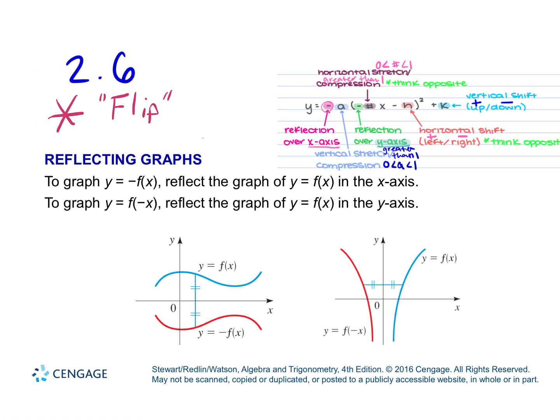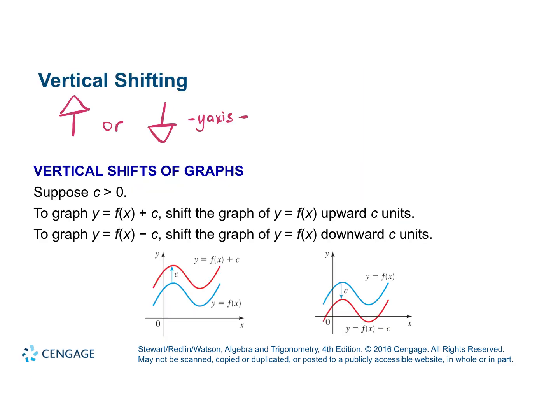So reflecting the graph. If we're reflecting the graph, it's when we multiply by a negative. If the negative is on the outside, it's a reflection on the x-axis. If we multiply by a negative on the inside, it's a reflection on the y-axis. If we add or subtract on the outside, it shifts it up or down. So if we add on the outside, we move up. If we subtract on the outside, we move down.